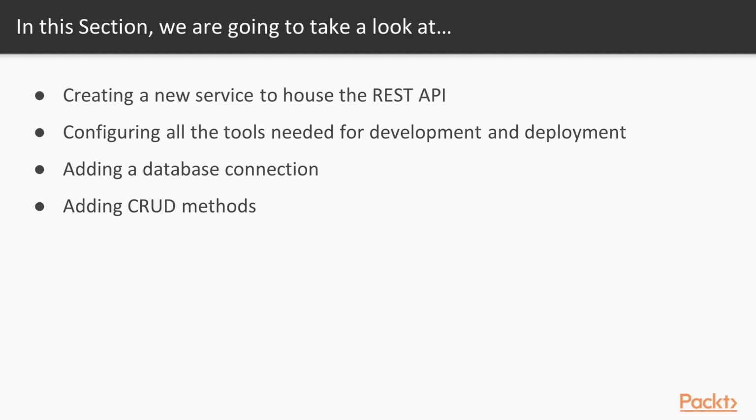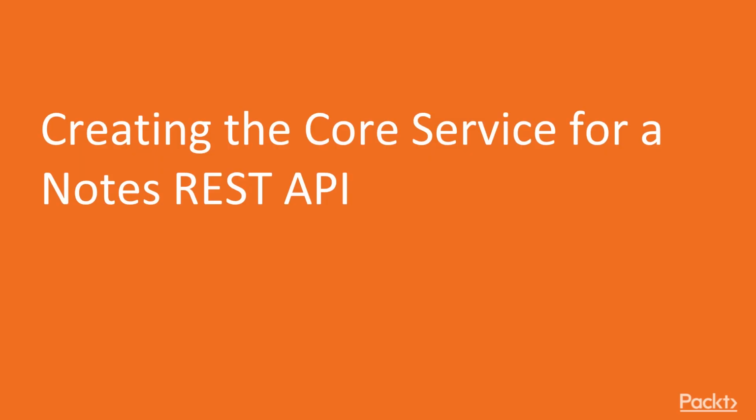Using our newly learned skills, we'll configure all the tools needed for the development and deployment of the application. We will also add a database connection, giving our application a way of storing data persistently. Finally, we'll jump into some coding and add CRUD methods for creating, retrieving, updating, and deleting nodes from our database. In the final lessons of this section, we will focus on keeping our code clean and easy to maintain. Let's jump right into the first video, creating the core service for a Node's REST API.